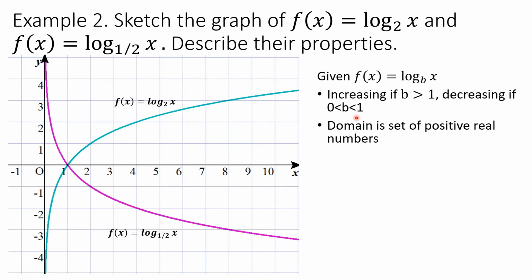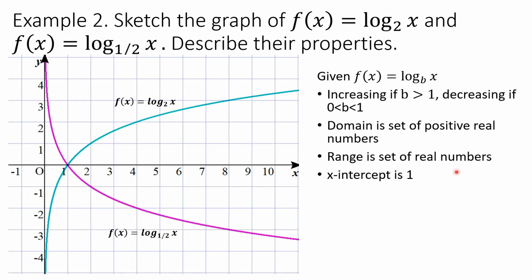Next, the domain in both cases, where b is greater than 1 and where b is greater than 0 but less than 1, is the set of positive real numbers. By just merely looking at the graphs, we can see that the x-coordinates of the points consisting them are only positive numbers. They cannot be 0 nor any negative number. And for the range, it is the set of real numbers. Any y value can be a y-coordinate in the graph. So y can take positive, 0, or negative numbers.